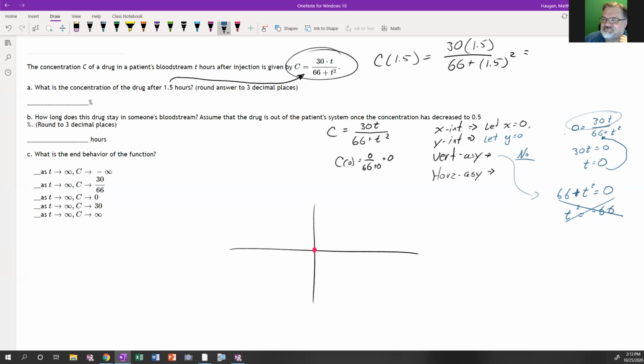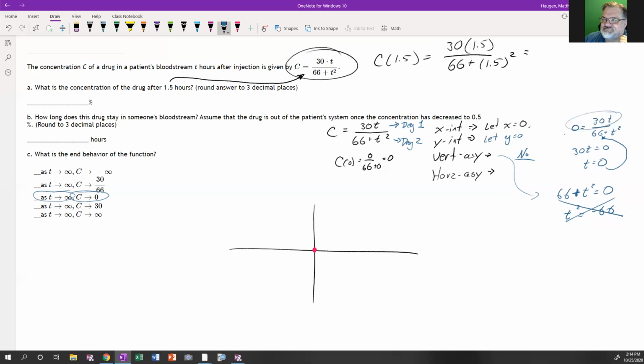Horizontal asymptotes are an end behavior argument. So we look at the degrees. We have a degree 1 on top, a degree 2 on the bottom. So the denominator has a stronger degree, which means our end behavior is going to have this function heading off towards 0. So as t heads towards infinity, this concentration value heads towards 0.